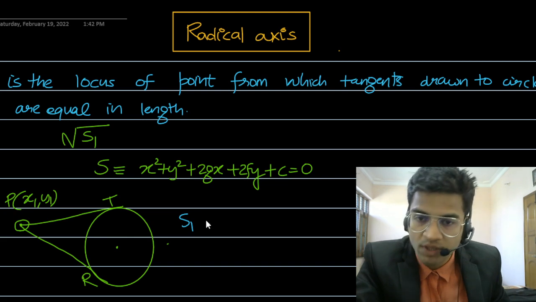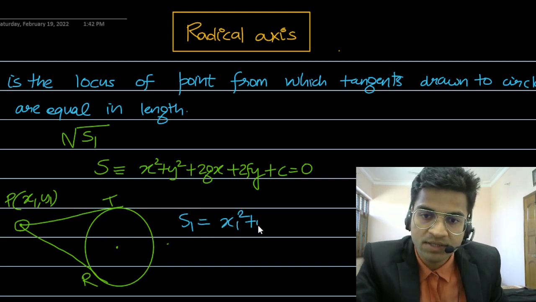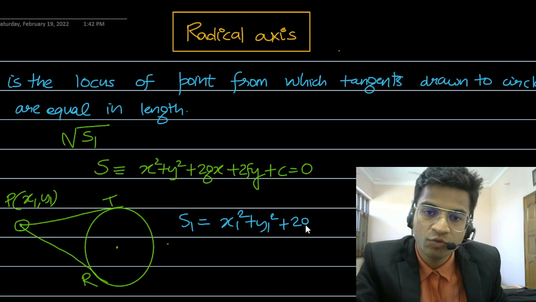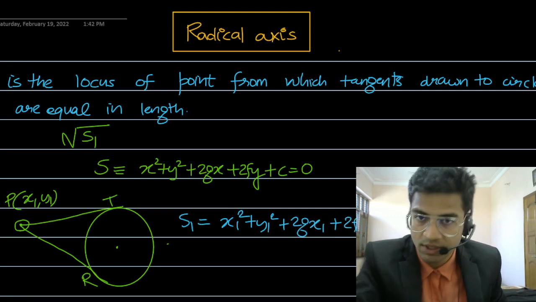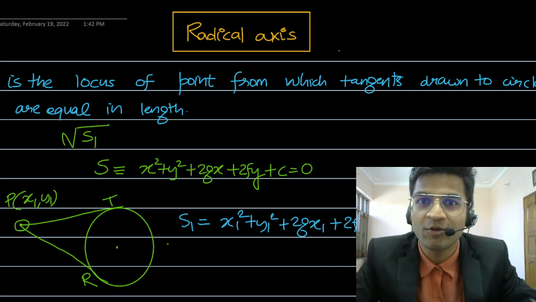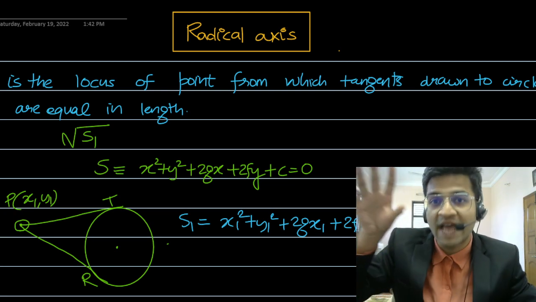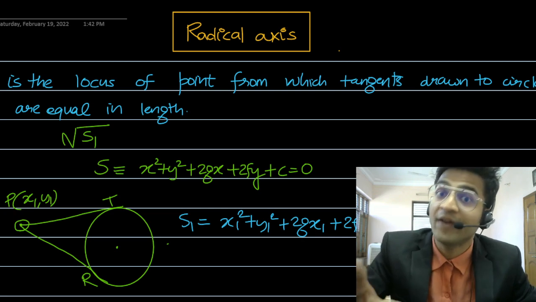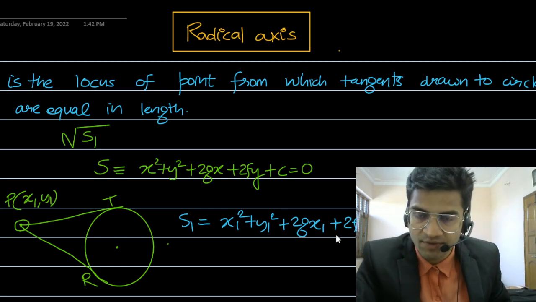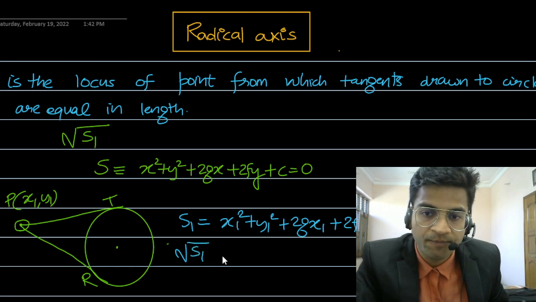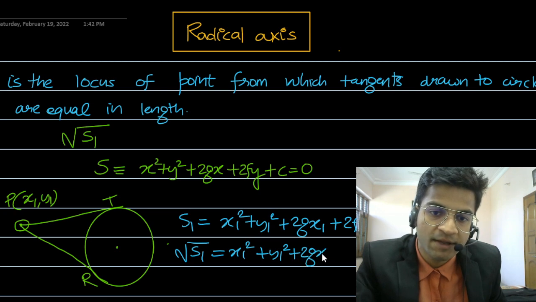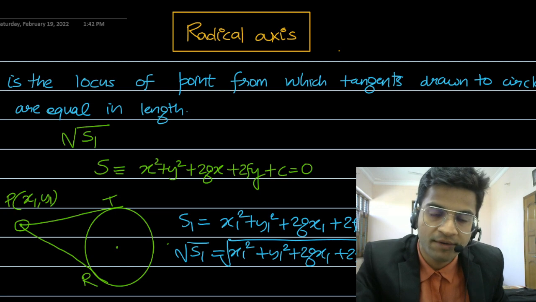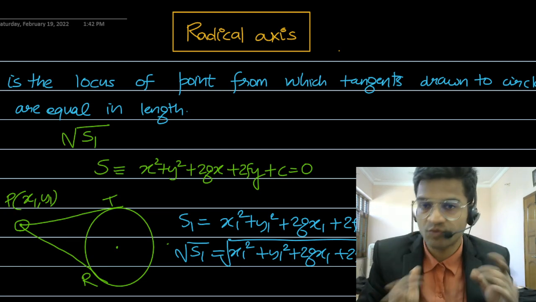S1 is equal to x1 square plus y1 square plus 2gx1 plus 2fy1 plus c, and it is not equal to 0. Why will it not be equal to 0? Because the point (x1, y1) is lying outside the circle and not on the circle. Fine. So this is S1, and root S1 will be equal to the whole root of x1 square plus y1 square plus 2gx1 plus 2fy1 plus c. So this is our root S1.